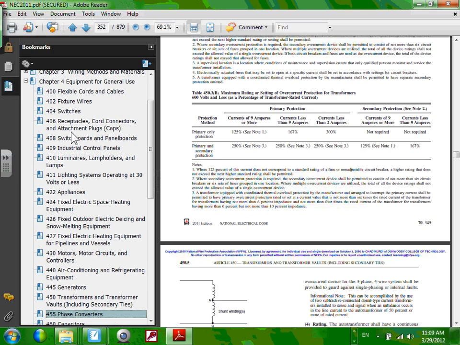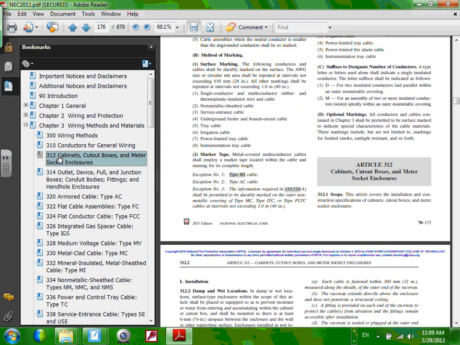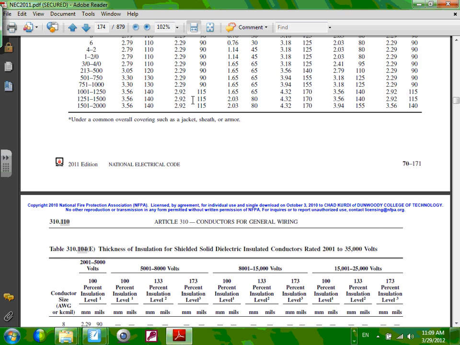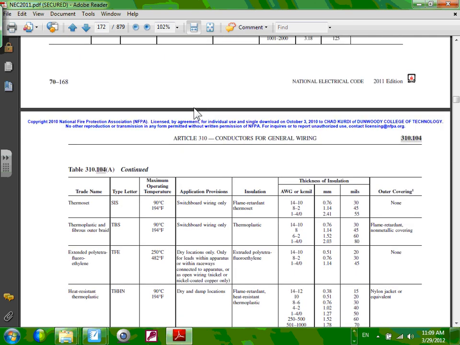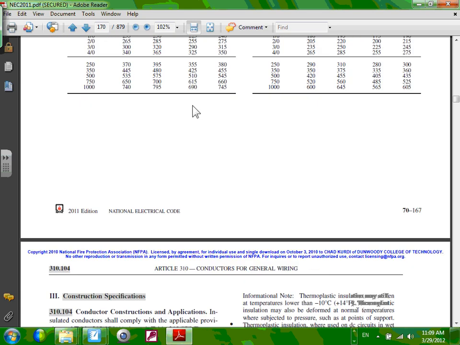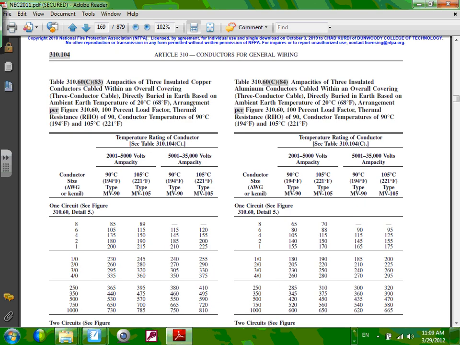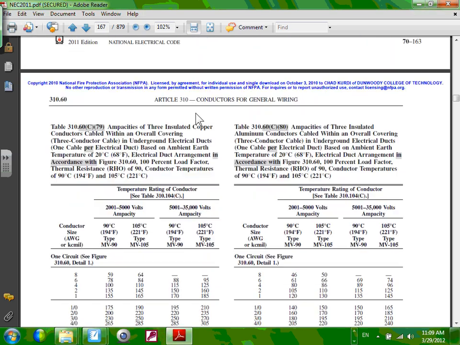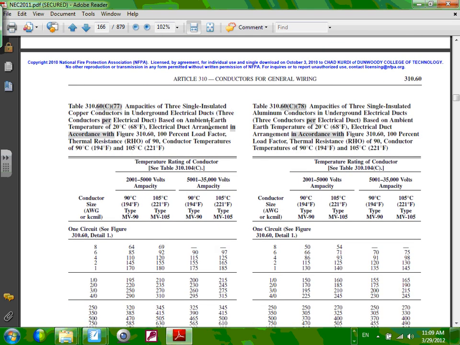Okay, so let's make a detour here, all the way to 310.16. I always go for the bottom because it's easier to come to it from here. So we're going to go all the way to 310.60, 77. Here you go, 310.60, 77. These tables, 310.60 is the article that talks about medium voltage cables.